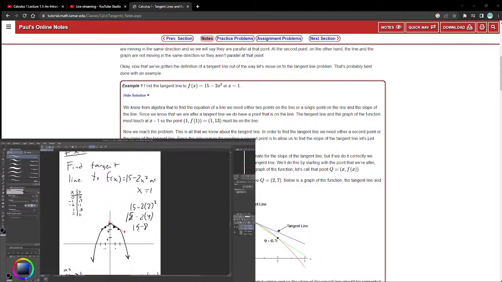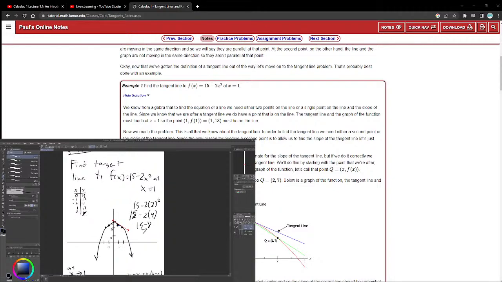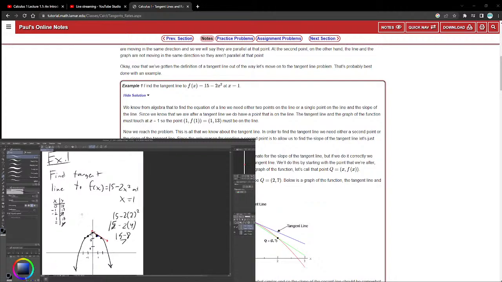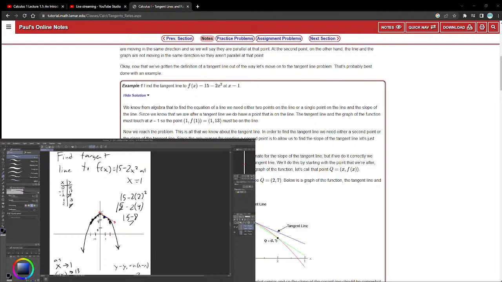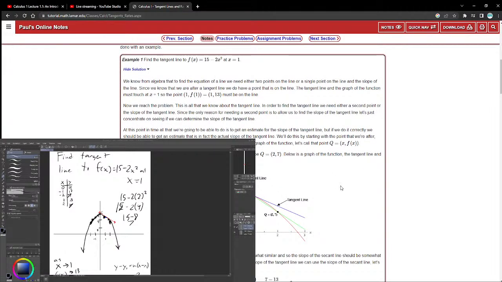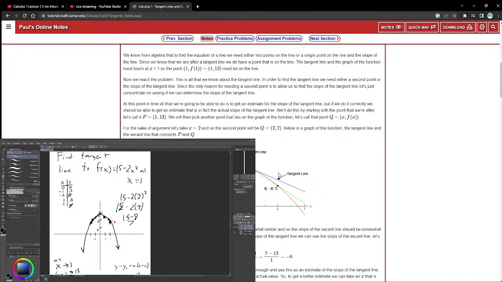15 minus 8. Whoops. Alright, well this makes the points look a little bit better. So we got 2, 7. And these are the points.